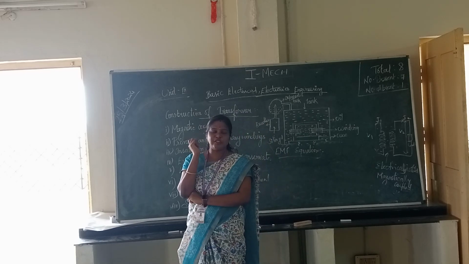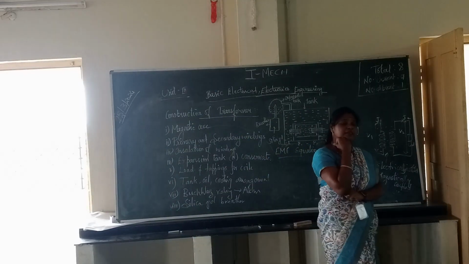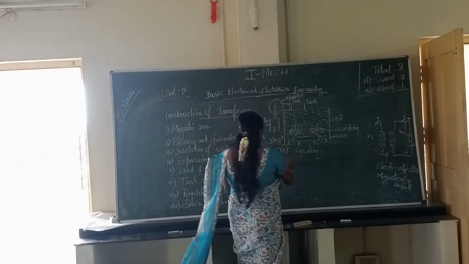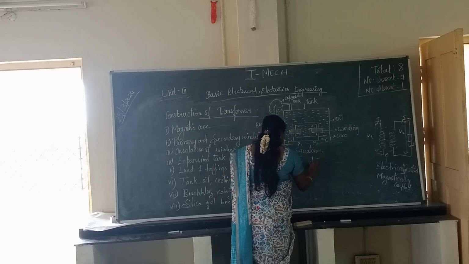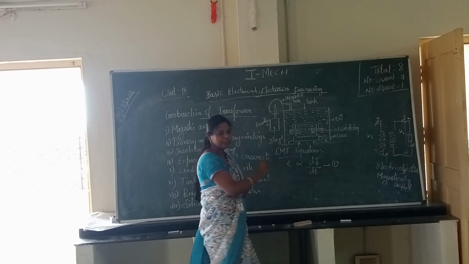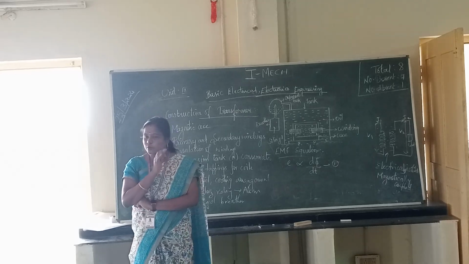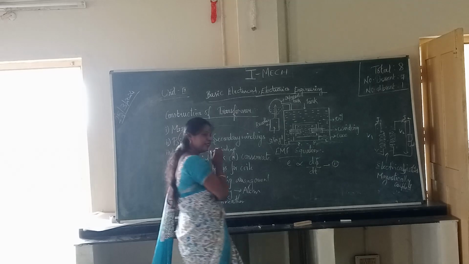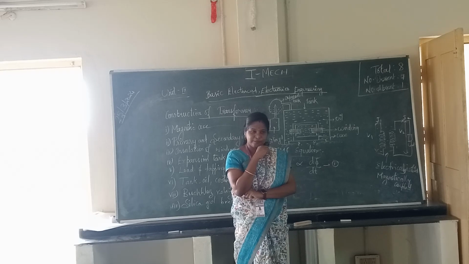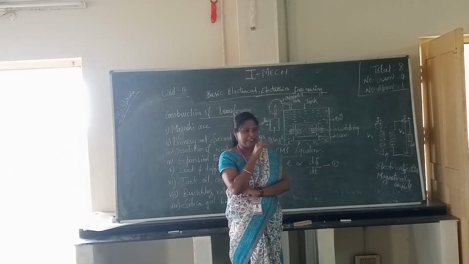So write down the Faraday's law of EMF. What does Faraday's law say? Induced EMF is proportional to rate of change of flux. That is what Faraday's law says. When there is rate of change of flux, an EMF will get induced. So E is proportional to d phi by dt.